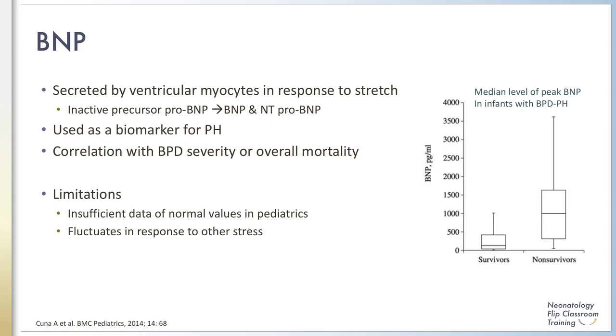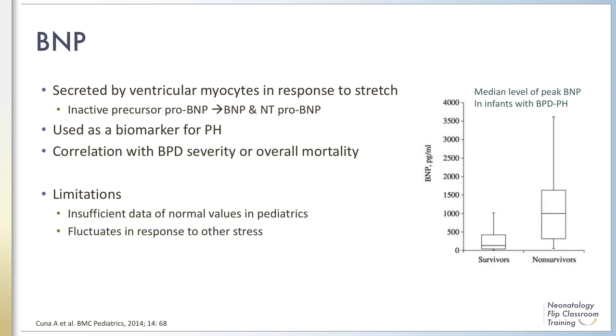BNP is released by ventricular myocytes in response to stretch. It is secreted as inactive precursor pro-BNP and cleaved into BNP and N-terminal pro-BNP. Both BNP and NT-proBNP are used as biomarker for pulmonary hypertension, and some data suggest that these levels correlate with BPD severity and mortality in BPD patients.